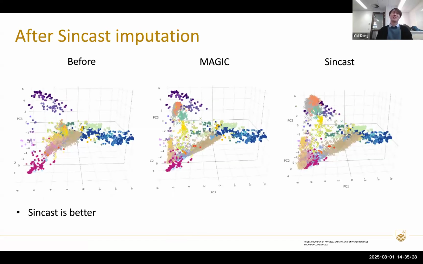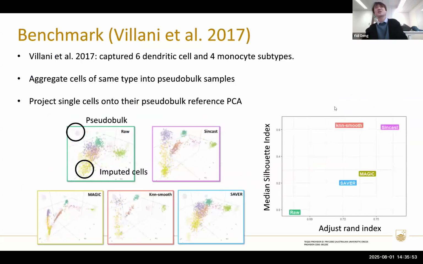So you see, comparing Sincast imputation, MAGIC, and before, apparently the Sincast imputation aligns with the reference best and has a lot of variation even within the local neighborhood of cells. But you may say, as you just asked, how do you assess? Why can you say this is better, right? So here is the benchmark study that we did.